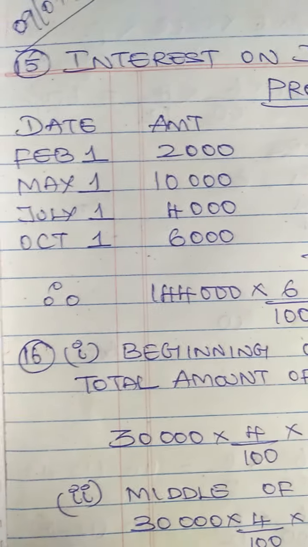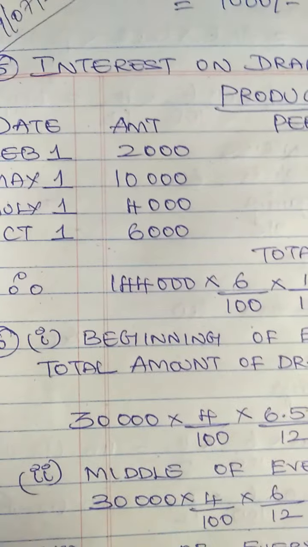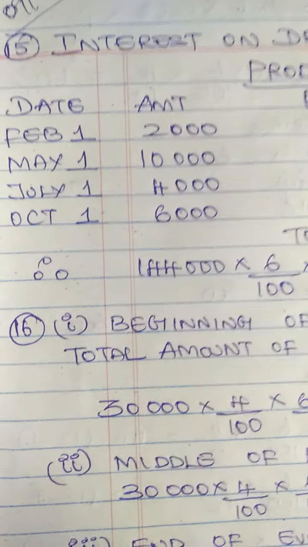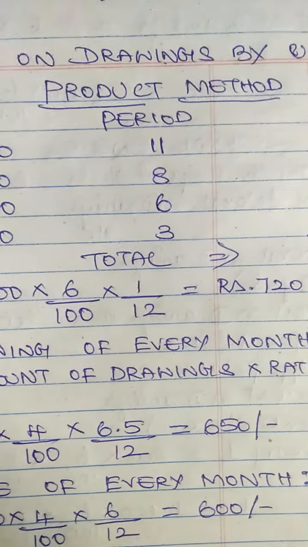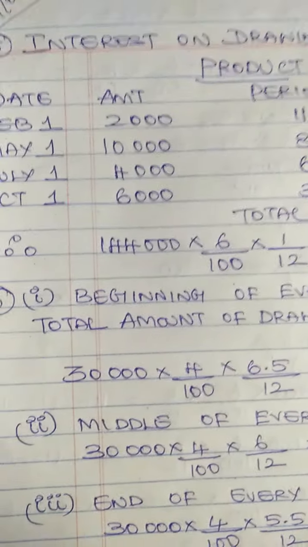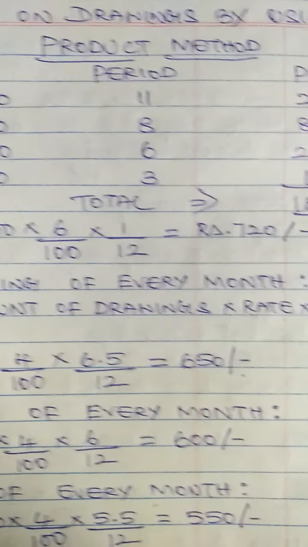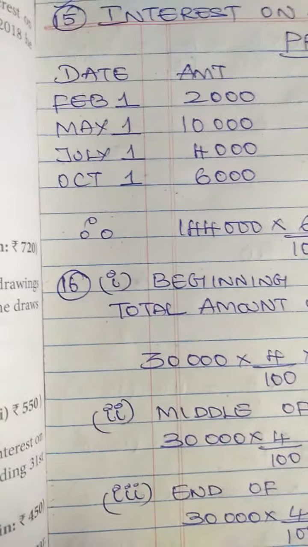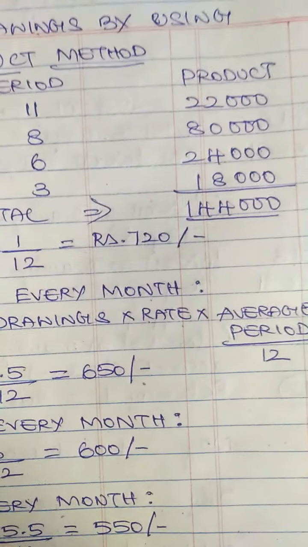Then now see the second line. May 1st, 10,000. Again calculate from May to December, 8 months. So the product is 80,000. Then again the third one, July 1st, 4,000. 6 fours are 24,000. Then again October, 6,000 into 3, 18,000. Then again the last, October month, 6,000 into 3, 18,000.